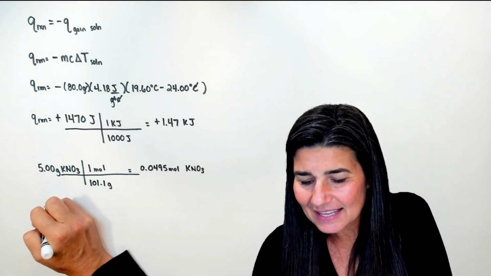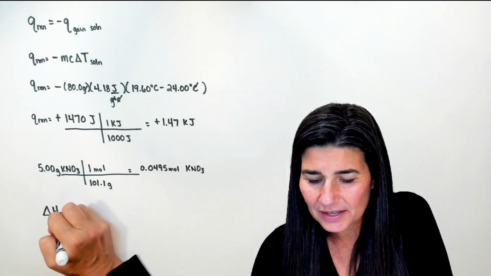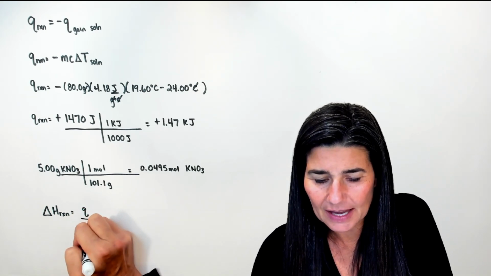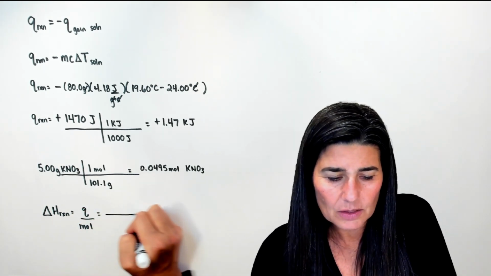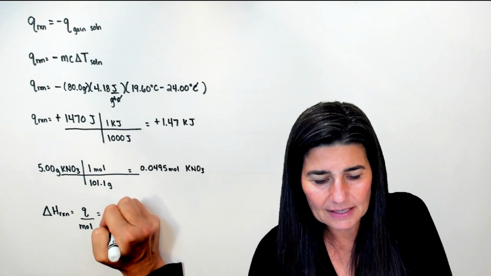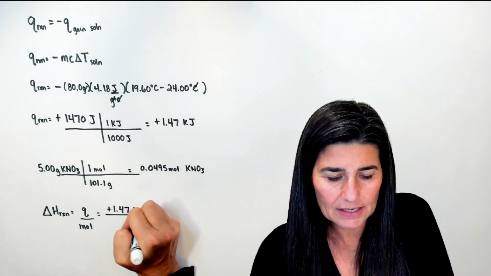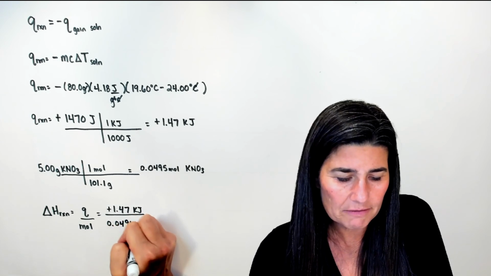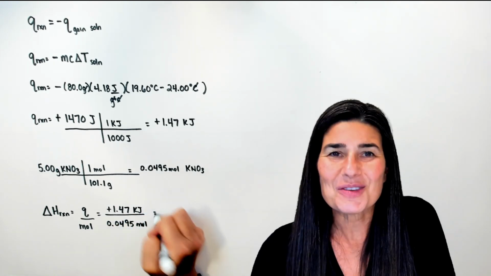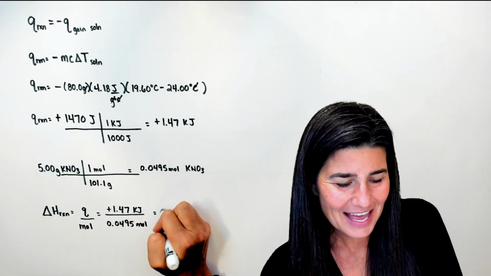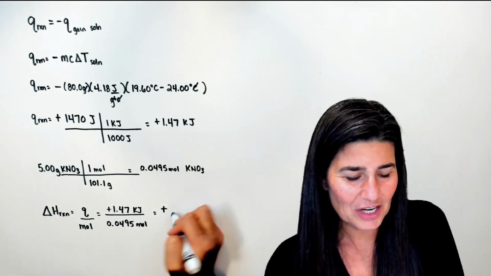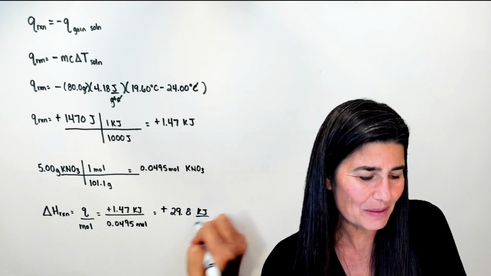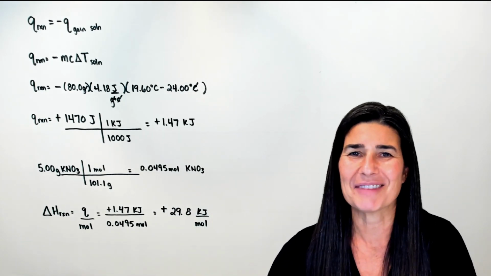Okay, last step. To find the enthalpy change for this dissolving process, we're going to take the heat and divide it by the moles. So the heat in kilojoules, positive 1.47 kilojoules, over our moles, 0.0495 moles. If you divide those two values, you get an endothermic enthalpy change of 29.8 kilojoules per mole of potassium nitrate.